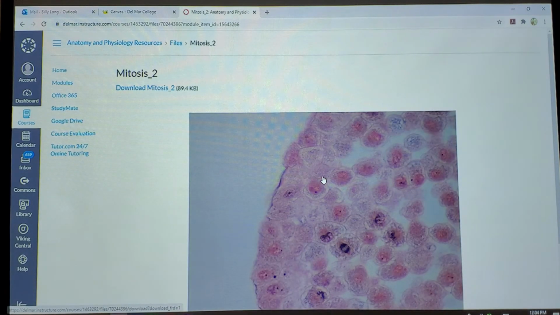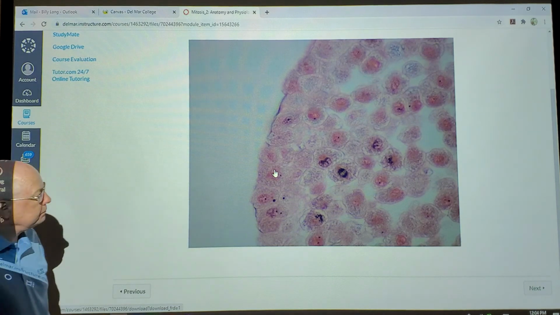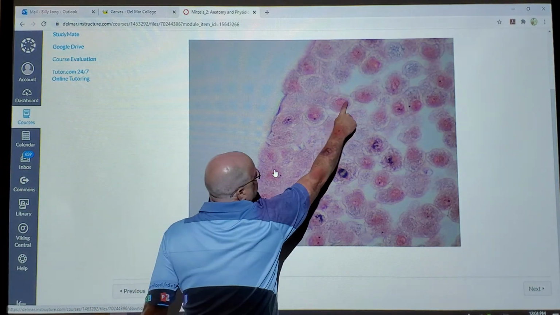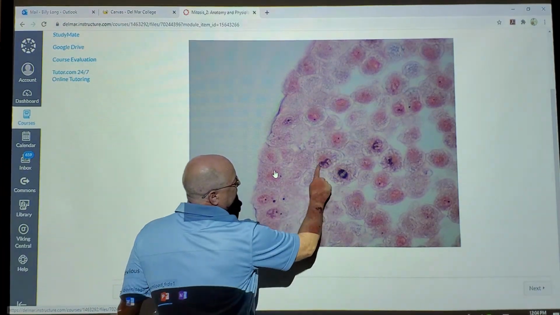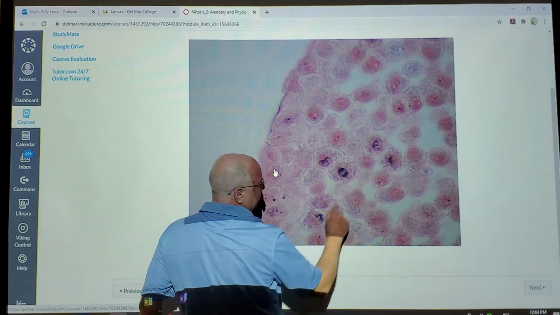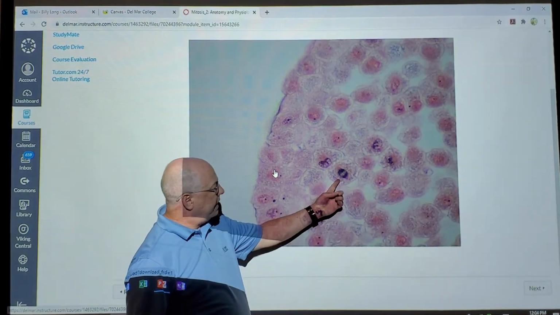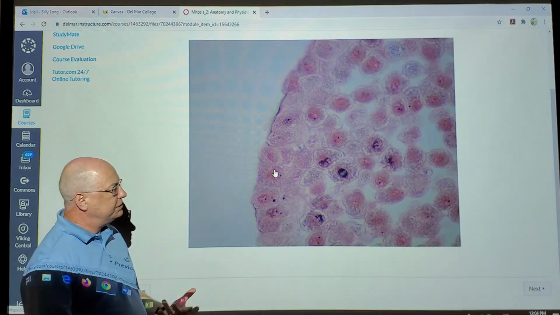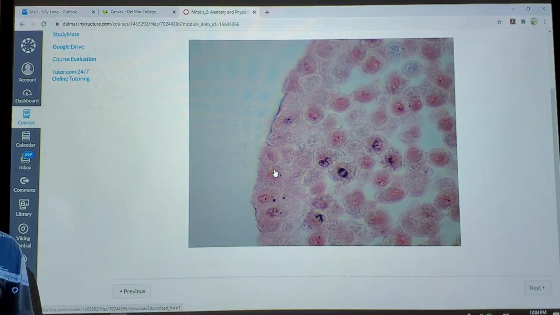Excuse me. Again, these are interphase. These are prophase. I can still kind of make out the nucleus, but I see the chromosomes condensing. And then that's anaphase. The chromosomes are certainly separating, but I don't see the cell pinching in.